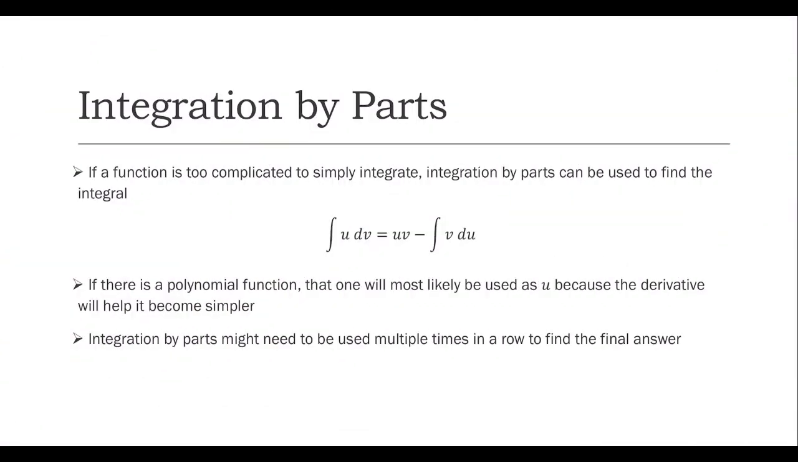For integration by parts, if a function is too complicated to simply integrate, integration by parts can be used to find the integral. So to do this, you would separate your integral into two parts, and you would call one u and the other dv. So you'll have u, du, v, and dv. These will both come from the original function, and when you do the integral, it'll be equal to u times v minus the integral of v du.